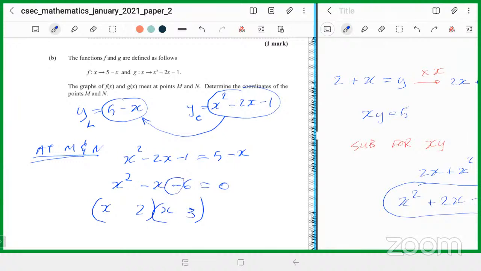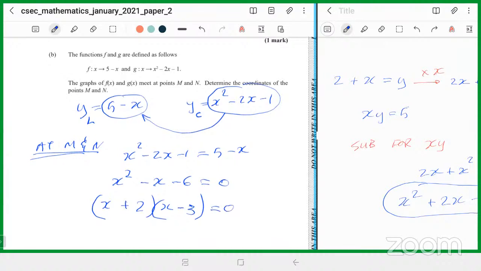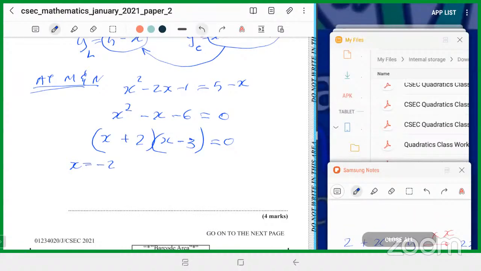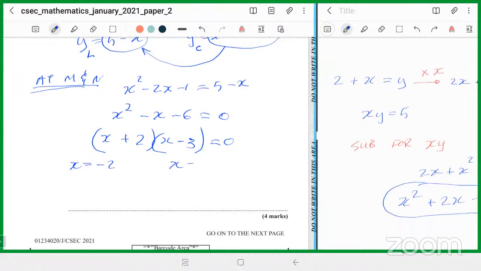This said the two signs in the bracket are different, with the larger product getting the negative sign. The far product is 3x, the near product is 2x. The far product is greater, so you make it negative like the middle term. And this one is positive, equals 0. So this factor gives me x equals minus 2, and this factor gives us x equals 3.